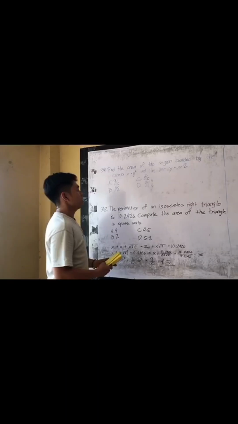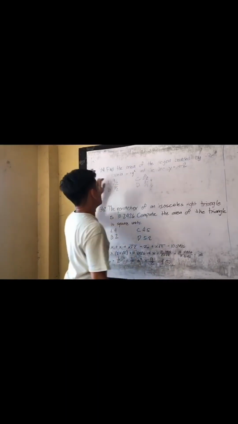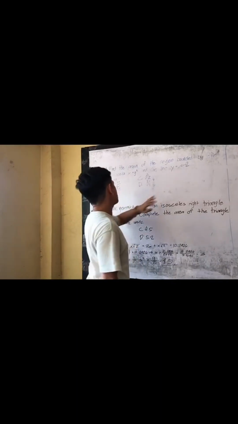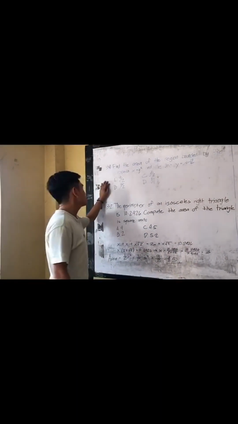34. Find the area of the region bounded by the parabola x equals y squared and the line y equals x minus 2. So the answer is 9 over 2.